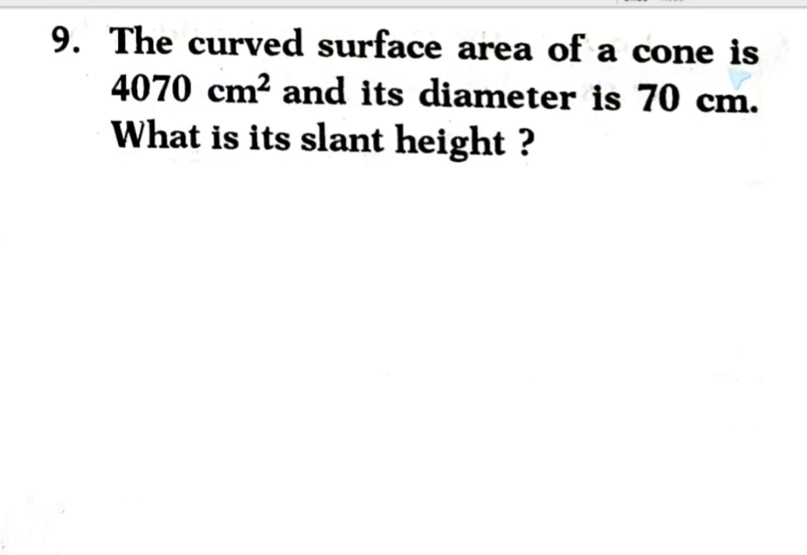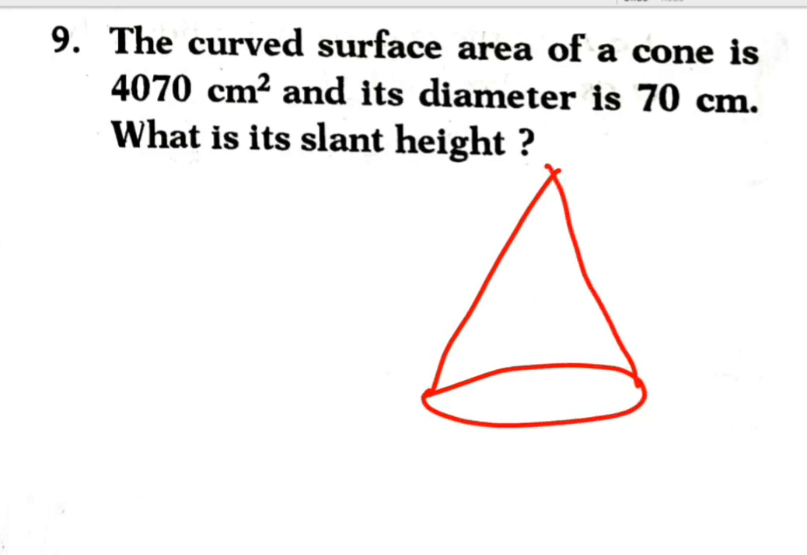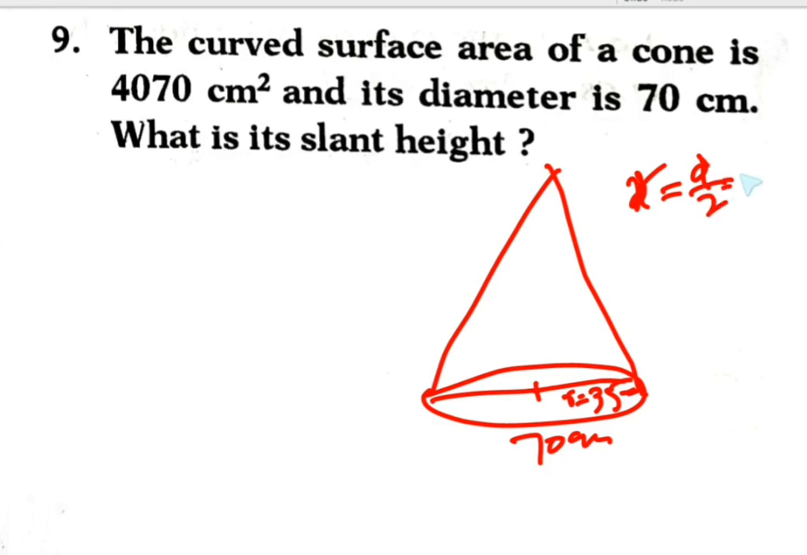The curved surface area of a cone is 4070 centimeters square and its diameter is 70 centimeters. What is the slant height? Diameter is 70 centimeters. That means radius r equal to 35 centimeters, because r equal to d by 2, 70 by 2 equal to 35. We need to find the slant height, and the area is given.